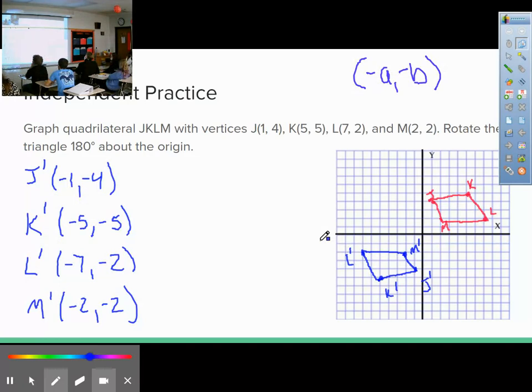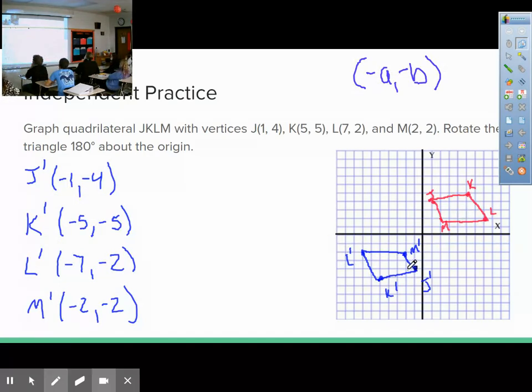All right, so those are your new coordinates, and that's your new image. 180 degrees is opposite of A, opposite of B. Notice it's pretty much just turned around backwards. 180 degrees. What questions do you have for me on that one? Okay. All right, let's try the next one.